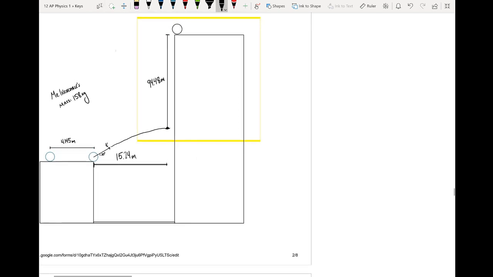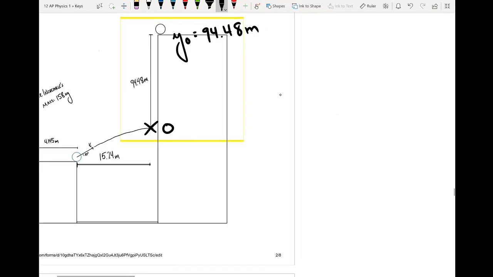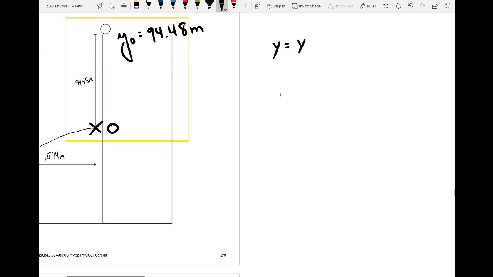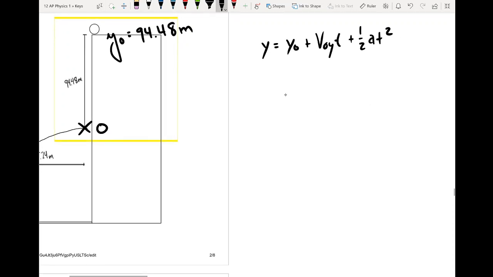So if we're looking at this one, we can call this a y of 0, and we can say his initial height is 94.48 meters. Then we can use our y equals y naught plus v naught y t plus 1/2 a t squared equation. We said his final height is going to be 0, so 0 is the lowest that he goes. Y naught is 94.48 meters above 0.